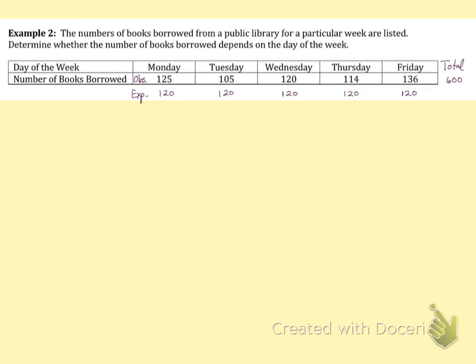So what we're going to do is we're going to compare what we've observed with this model. And this is called a goodness of fit test. So this is called a chi-squared goodness of fit, or GOF test.